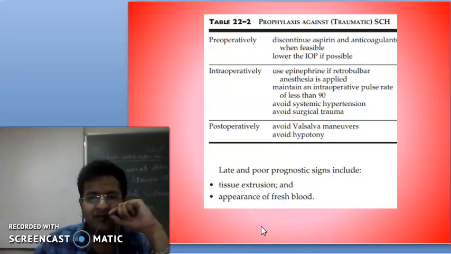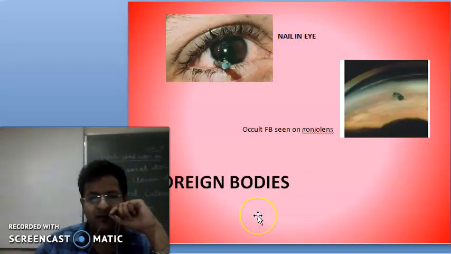What is the prophylaxis against suprachoroidal hemorrhage? Preoperatively, the prophylaxis is to discontinue any aspirin or anticoagulants whenever feasible, and lower the IOP if possible. Intraoperatively, we can use epinephrine if retrobulbar anesthesia is applied, and maintain an intraoperative pulse rate of less than 90. Avoid any systemic hypertension and avoid any surgical trauma. Post-operatively, avoid Valsalva maneuvers and avoid hypotony. What are the late and poor prognostic signs in the patient with suprachoroidal hemorrhage? It is the tissue incarceration and the appearance of fresh blood.